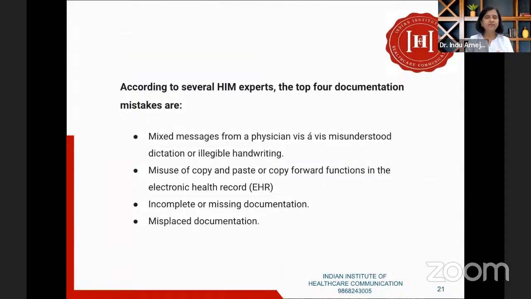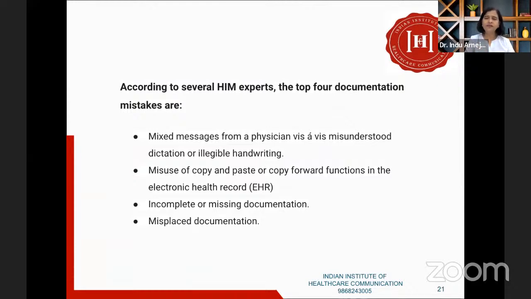According to several HIM experts, the top 4 documentation mistakes are: one, mixed messages from a physician, while there was misunderstood dictation or illegible handwriting. So it's a very common problem. Then misuse of copy and paste. A lot of time we copy paste without checking whether this message is accurate and well fits in the message. Then incomplete or missing documentation. Things are not written properly, or it's incomplete. And then misplaced documentation. So that was briefly about the language part.